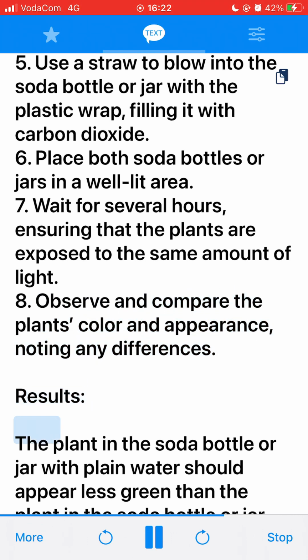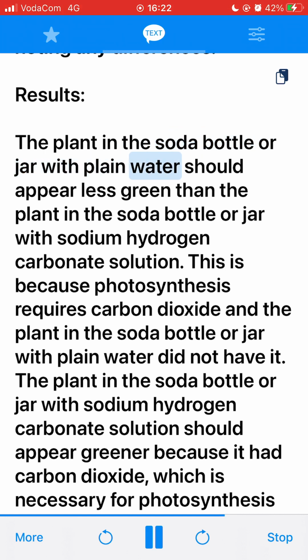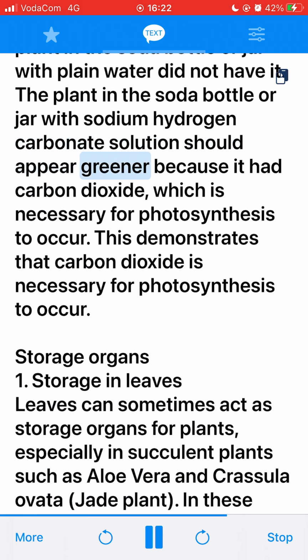Results. The plant in the soda bottle or jar with plain water should appear less green than the plant in the soda bottle or jar with sodium hydrogen carbonate solution. This is because photosynthesis requires carbon dioxide and the plant in the soda bottle or jar with plain water did not have it. The plant in the soda bottle or jar with sodium hydrogen carbonate solution should appear greener because it had carbon dioxide, which is necessary for photosynthesis to occur. This demonstrates that carbon dioxide is necessary for photosynthesis to occur.